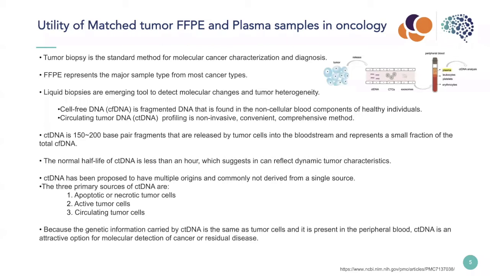Fixed formalin paraffin embedded samples still represent the major sample type for most cancers, and that's understandable given the reliance on pathology and the overall historical nature of how cancer remains diagnosed. But liquid biopsies, the idea that you can detect shed nucleic acid material in body fluids, with blood being the primary sample, but certainly not the only sample that circulating tumor DNA can be detected. It's been robustly detected in urine and other sample types as well.